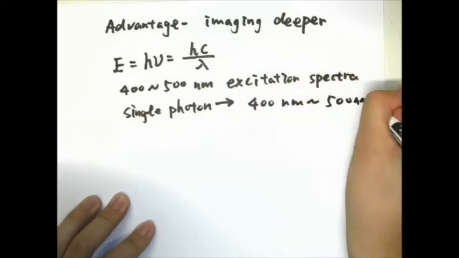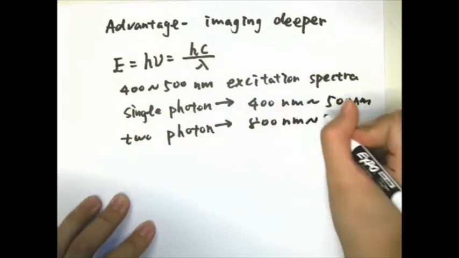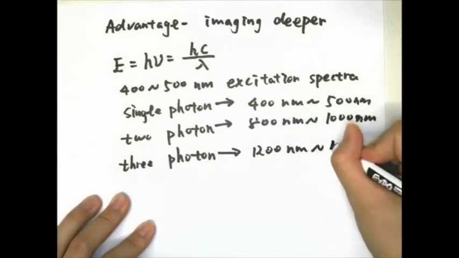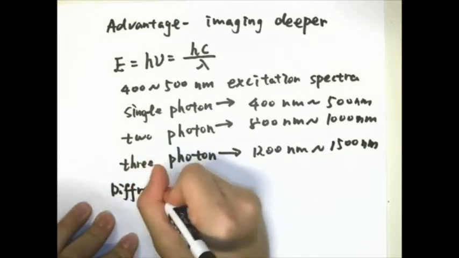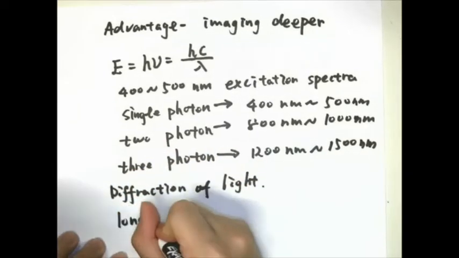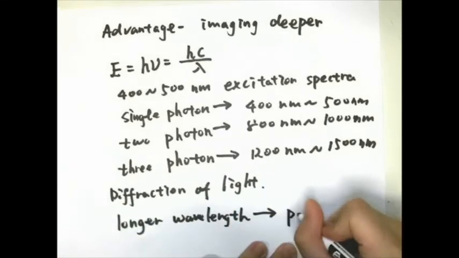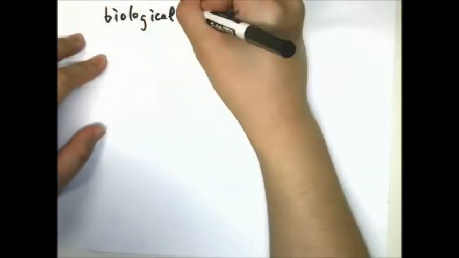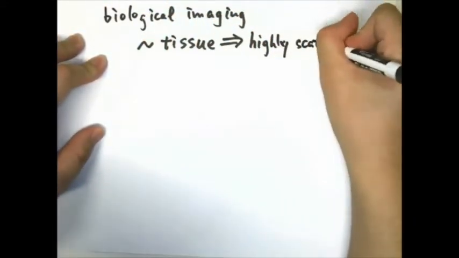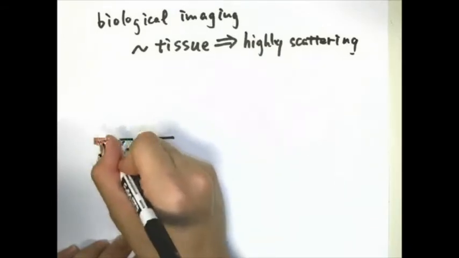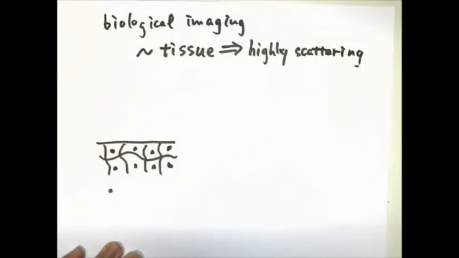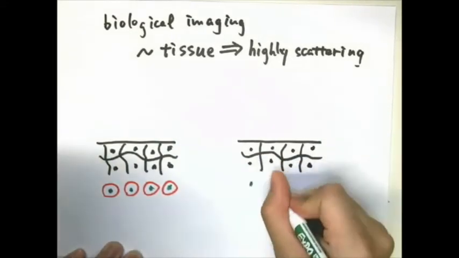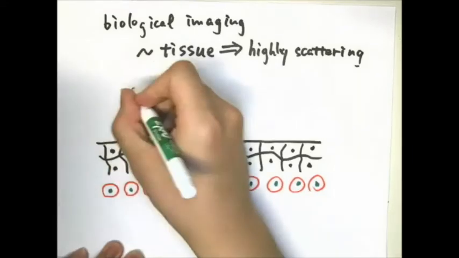Knowing that Planck's equation gives energy equals Planck's constant times frequency. If the excitation spectra of the fluorophores is about 400 nanometers to 500 nanometers, for confocal microscopy, it is the same. For two-photon microscopy, the laser emits light with wavelengths of 800 nanometers to 1000 nanometers. For three-photon microscopy, the laser emits light with wavelengths of 1200 to 1500 nanometers. There is a physics principle called the diffraction of light telling us that the longer the wavelength of the light, the deeper it penetrates because light with longer wavelengths could bypass more obstacles on the light path.